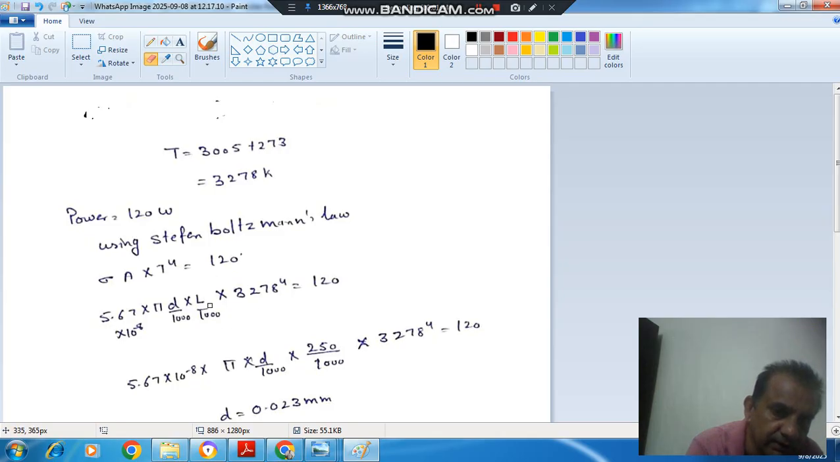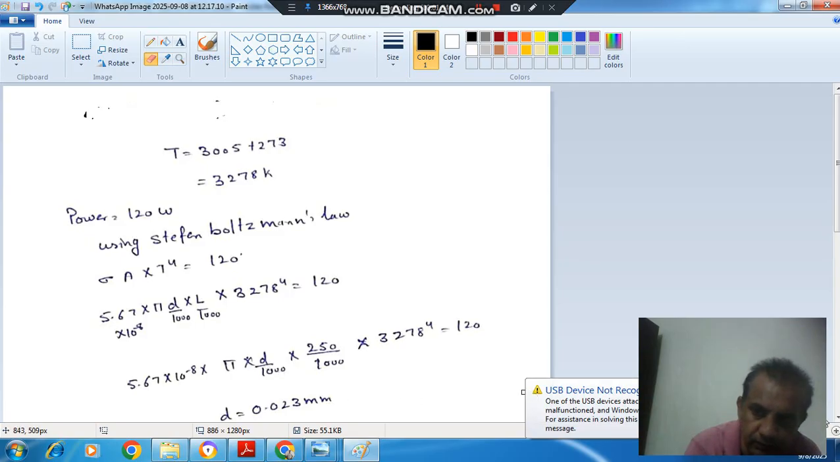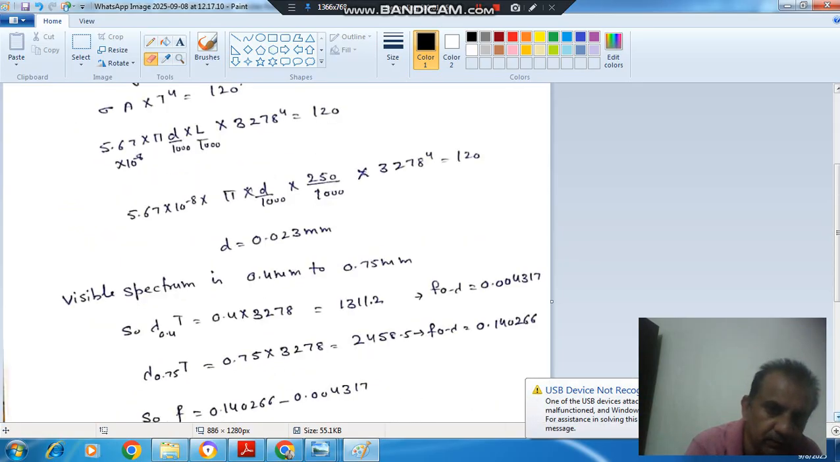Now the length is given as 250 mm, so putting this value we can find d. So d will come out as 0.032 mm. That is the answer to the first question.